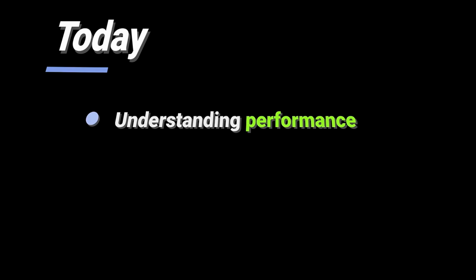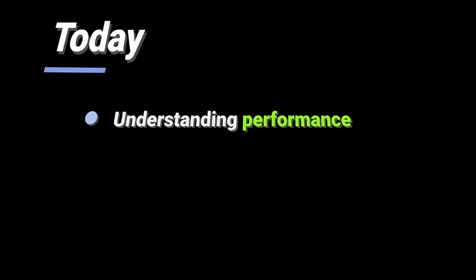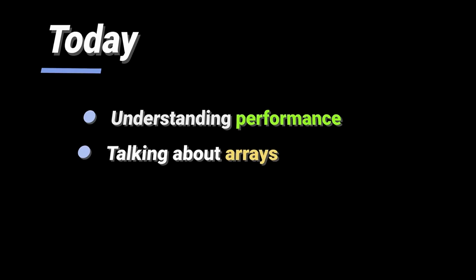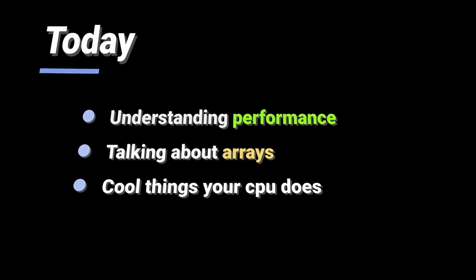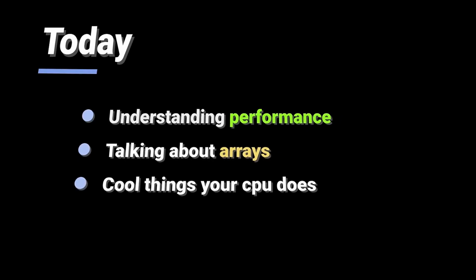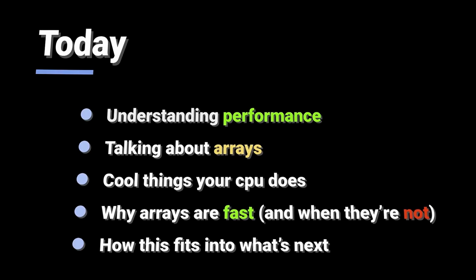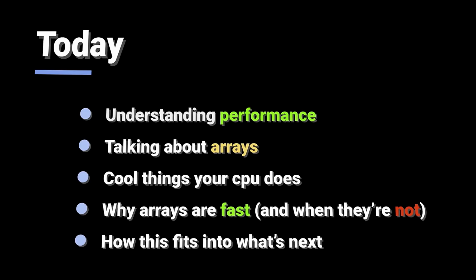Today we're starting a new series on data structures and optimization, and we'll start by talking about arrays, or the array data structure. Having an understanding of what's happening under the hood is super important for performance, so we'll be going into depth on what arrays are, the cool things your computer does to make things faster, and why arrays are fast and when they're not. If you stick around to the end, we'll talk about how this fits into what's coming up next.